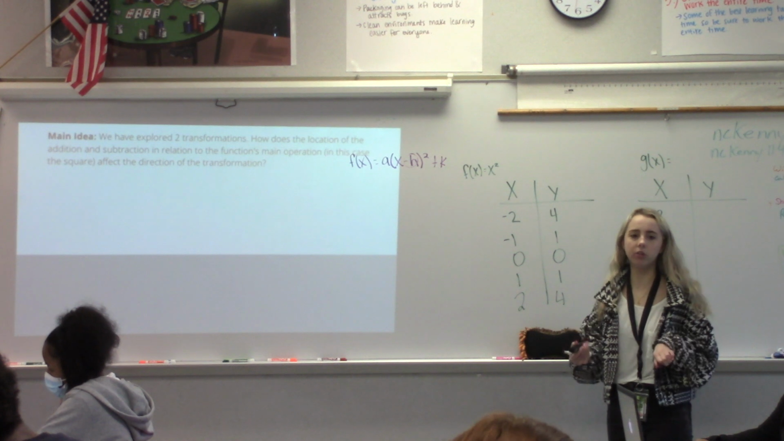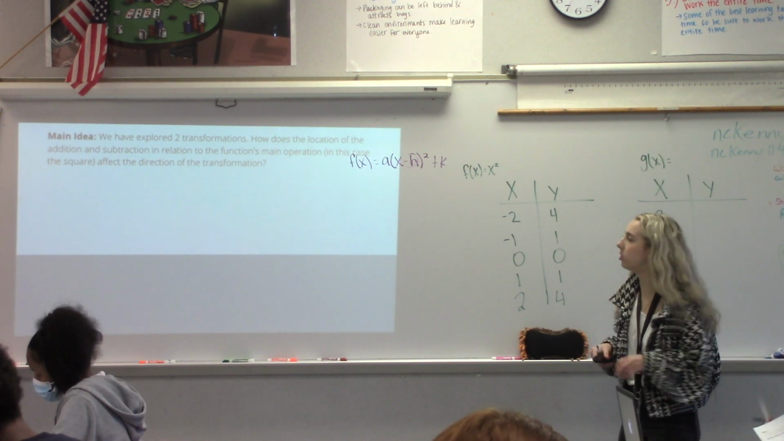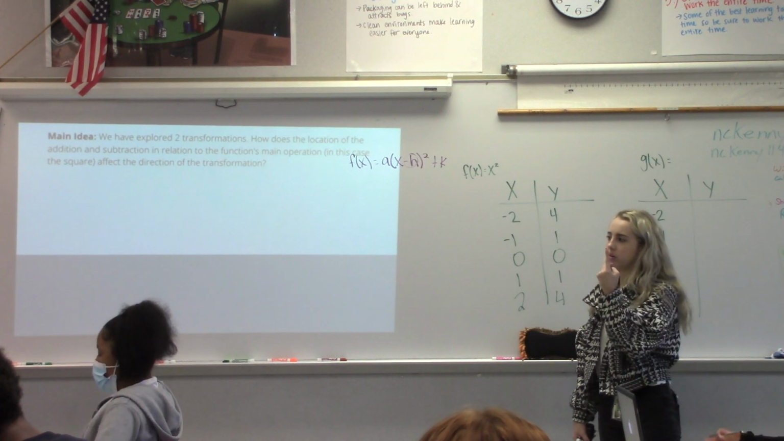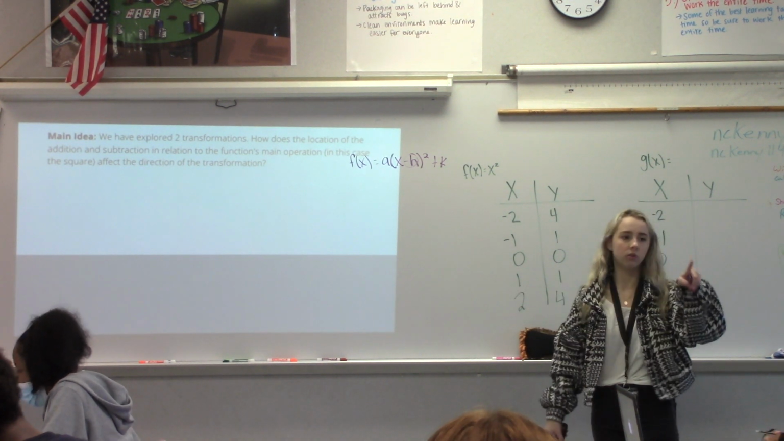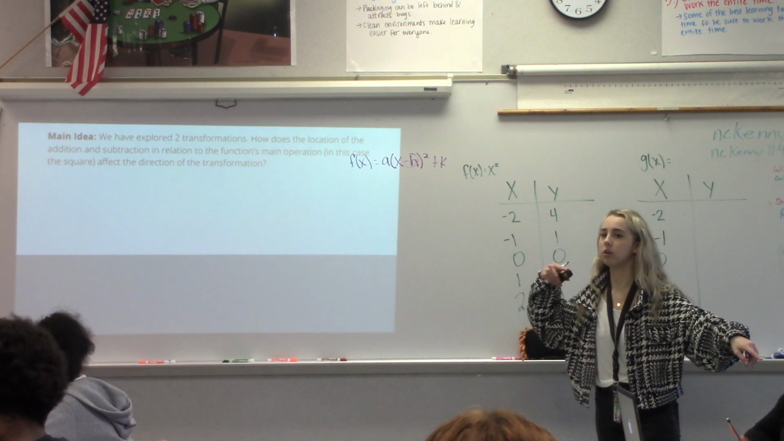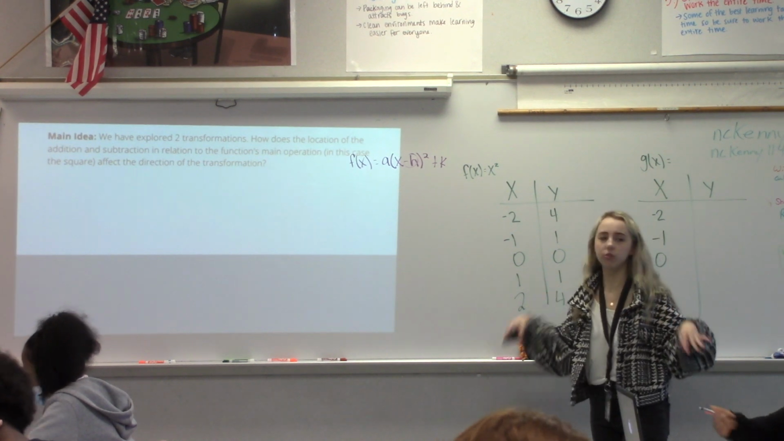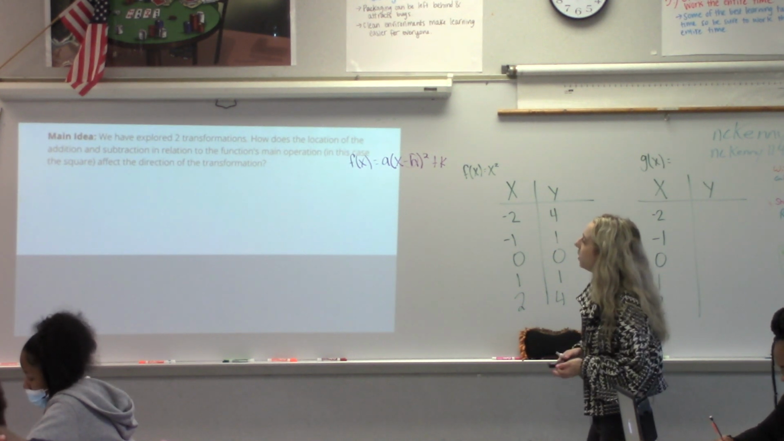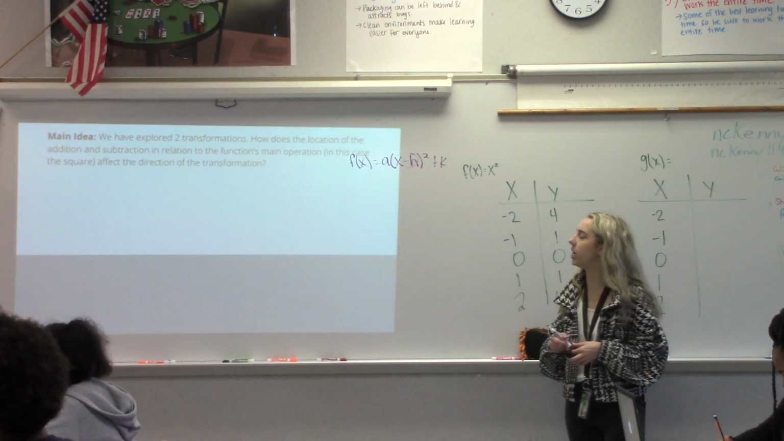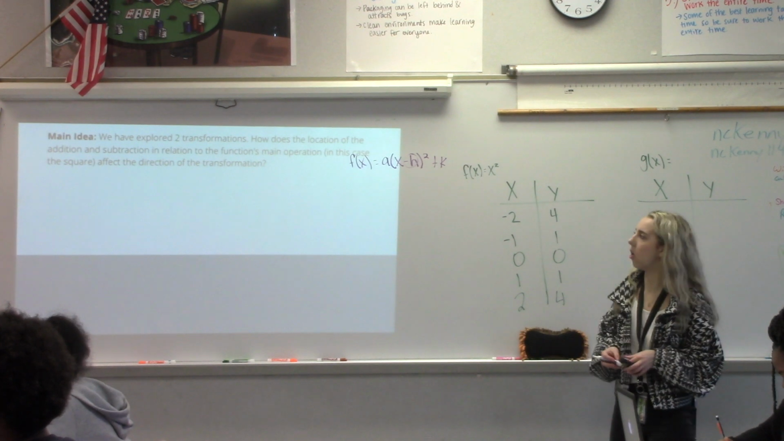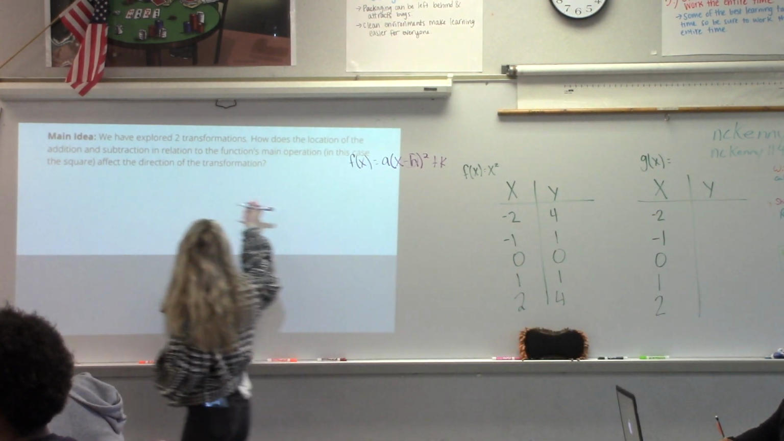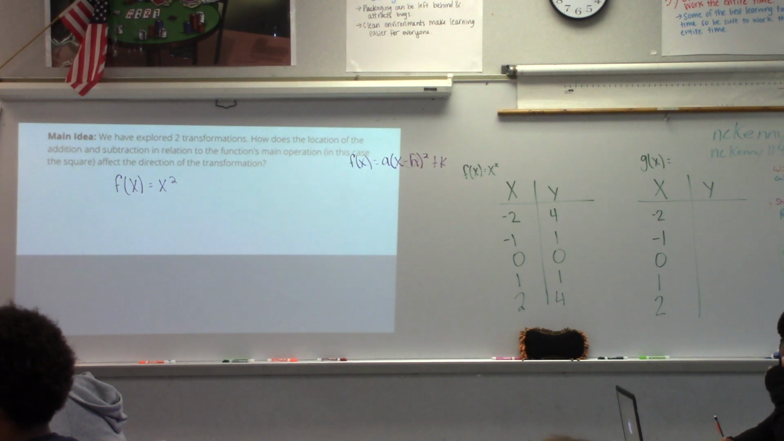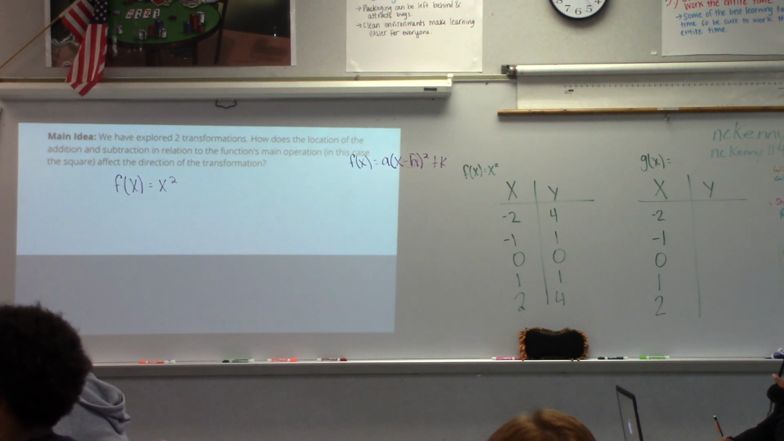Okay, so now, if you haven't looked at this question yet, go ahead and go to page 3, I believe. It says, we've explored 2 transformations. What 2 transformations have we explored? That's not the transformation, though. Vertical, horizontal, what? Not what kind of translations. So these are strictly translations. The question says, how does the location of the addition and subtraction in relation to the function's main operation, in this case the square, because our function was f of x equals x squared, change the direction of the transformation on a graph?